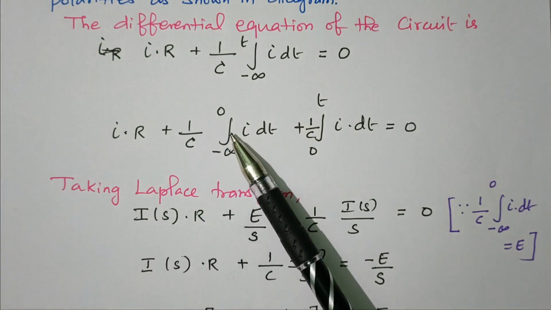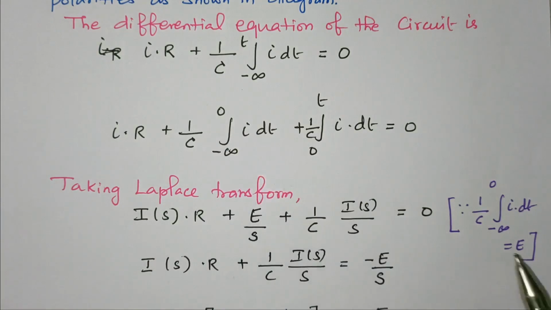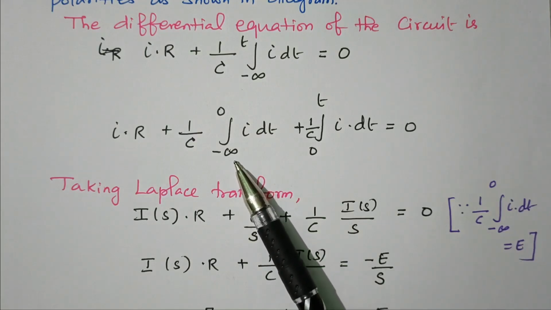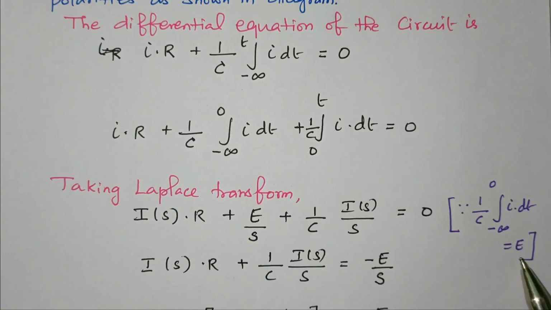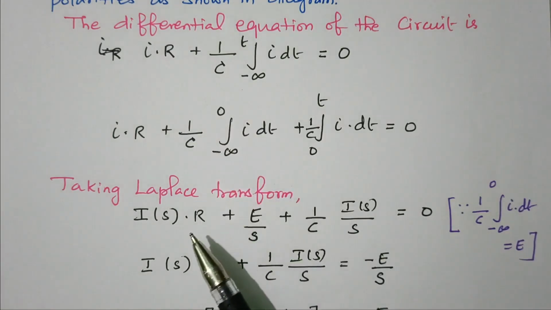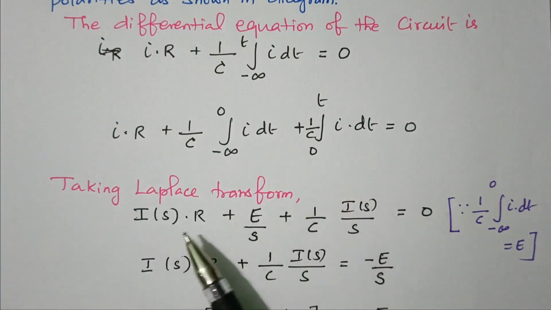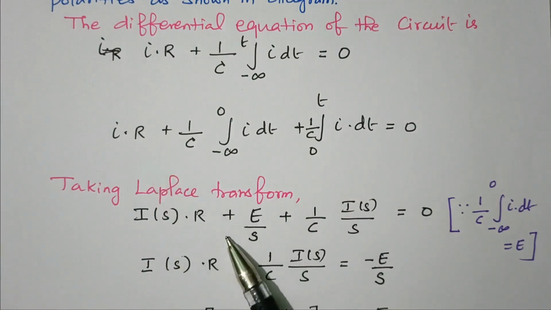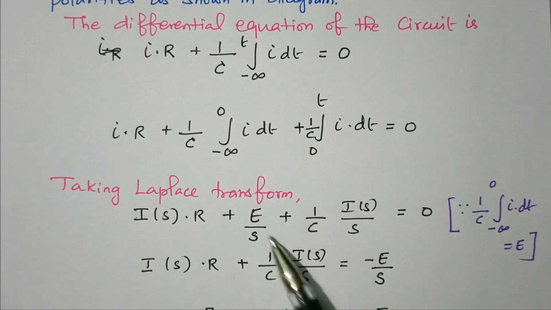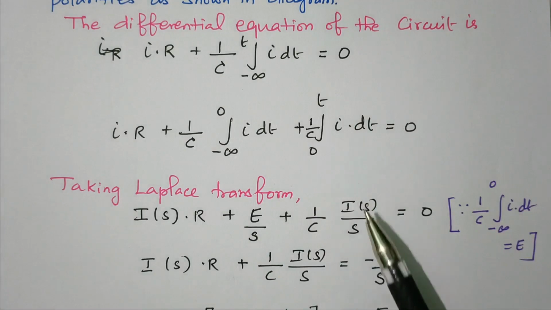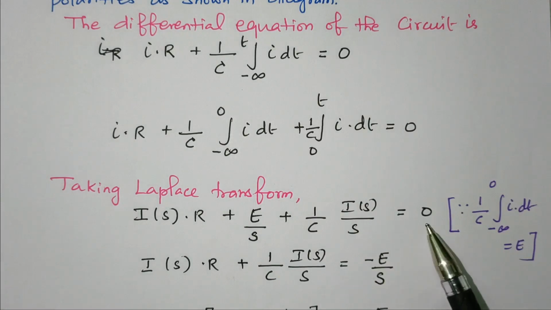So this 1 by C integral from minus infinity to 0 of i dt is nothing but E. We already discussed that the switch was at position 1 for a long time, so the capacitor is charged and attains the polarity E. So this term is nothing but E. While taking Laplace transform on both sides, i becomes I of s, converting t domain into s domain, and R plus this term is nothing but E. So E by s is clearly given here. Laplace transform of E equals E by s. Then 1 by C integral 0 to t of i dt is nothing but I of s by s. Integral means I of s by s, differential means s into I of s. That is equal to 0.